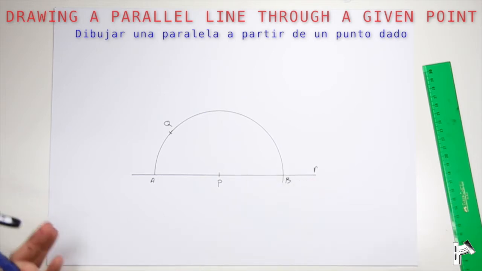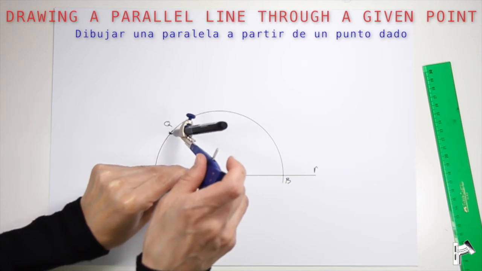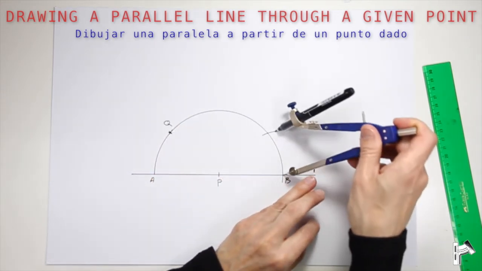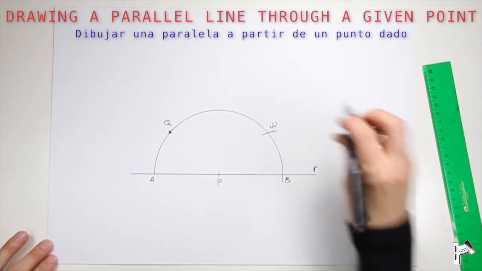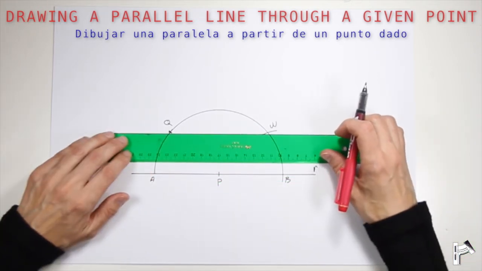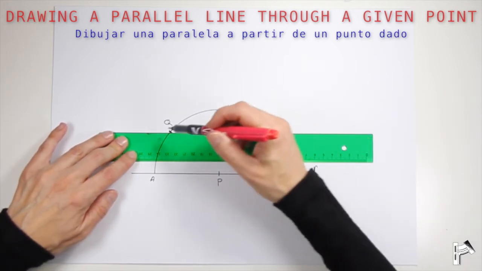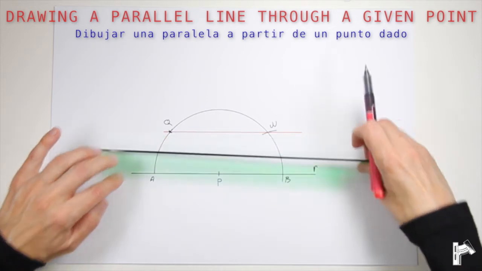We will place our compass on point A and set it to the length AQ. With this length, we will place the compass on point B and scribe an arc to obtain point W. Joining points Q and W, we obtain the parallel we were looking for.